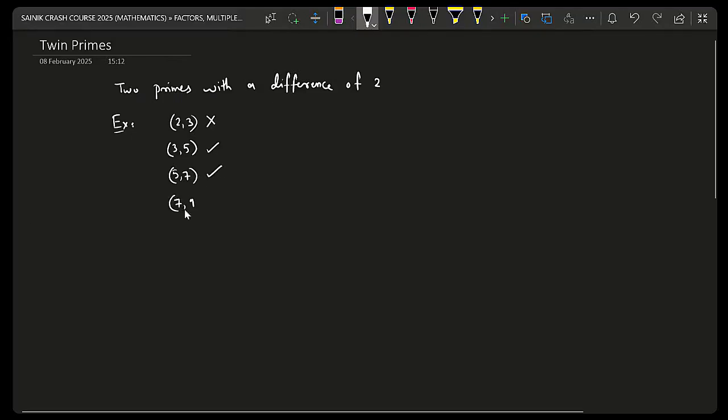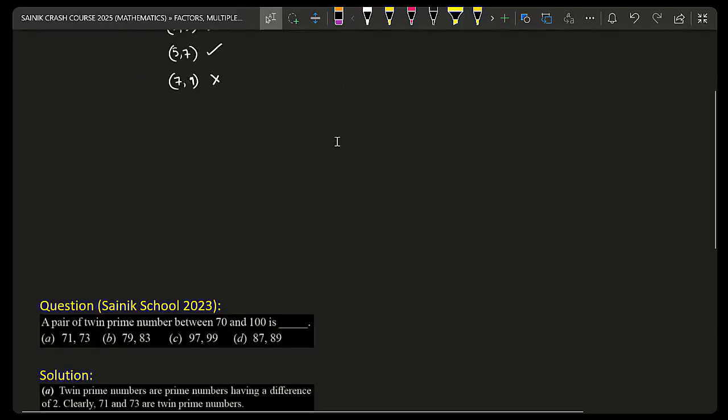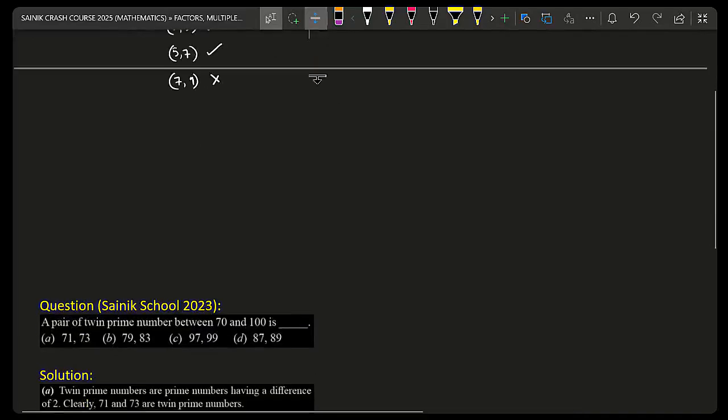7, 9. Is this a pair of twin primes? No. Though the difference is 2, both of them are not primes. 7 is prime, but 9 is a composite number. So first of all, both of them should be primes, then we have to check the difference. So next we can check 11 and 13, 17 and 19 as twin primes. So like this we have many. This is the concept of twin primes. So all of you try to solve the next question.